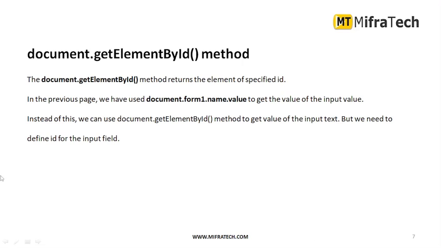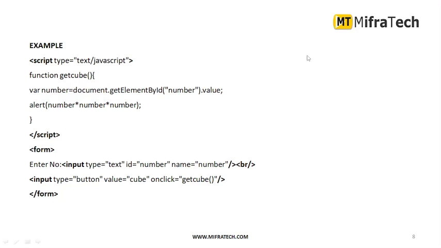Next, document.getElementById returns the element of the specified ID. In the previous example, we used document.form1.name.value to get the value of the input. We can use the document.getElementById method to get the value of the input text, but we need to define an ID for the input field. For example, we are taking the cube of a number.